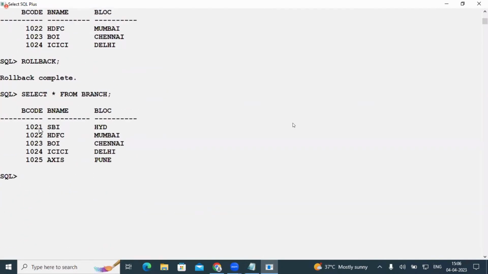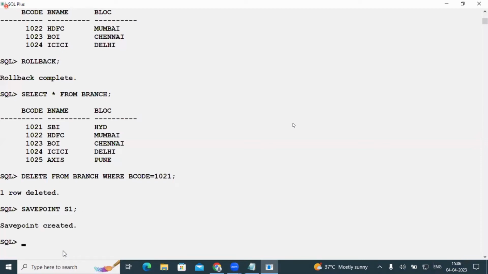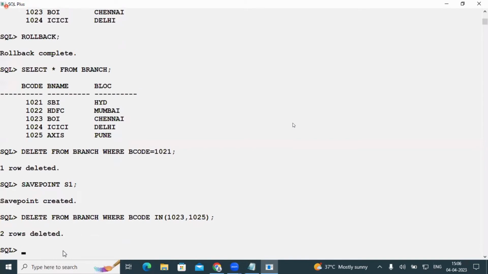So again, this is my entire table, and I'm going to do the same. I'm going to delete 1020, then create savepoint S1. After that, I'm using this code: the IN operator, 1023, comma 1025. Which operator? IN. So two rows are deleted. The deleted rows are the ones after S1, and 1021 is kept out of S1.